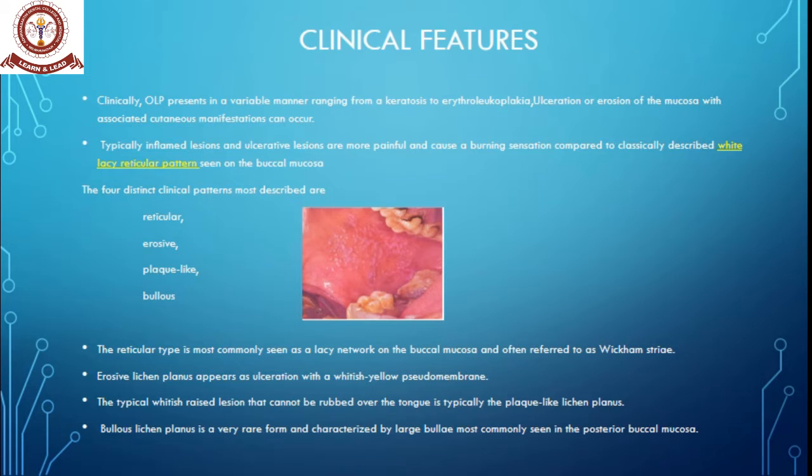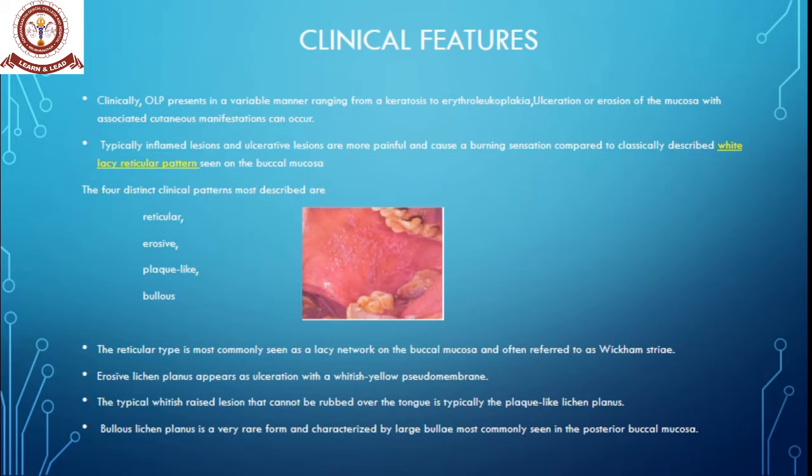This is not a patch, this is a white lacy pattern. Just remember this. Erosive lichen planus appears as an ulceration with a whitish yellow pseudomembrane, and plaque-like lichen planus has a typical whitish raised lesion which cannot be rubbed off from the tongue or buccal mucosa easily. Bullous lichen planus is a rare form, characterized by a large bulla, most commonly seen in the posterior buccal mucosa.